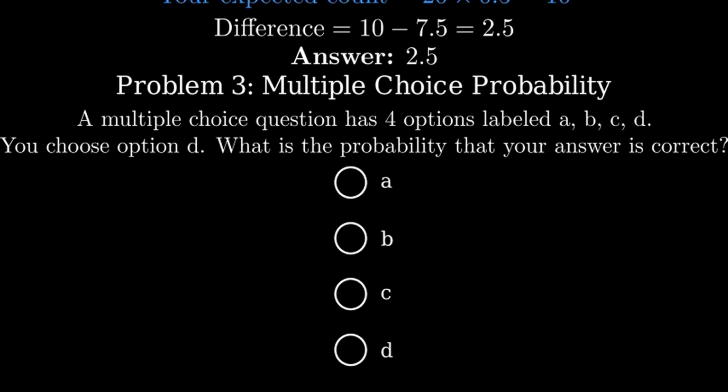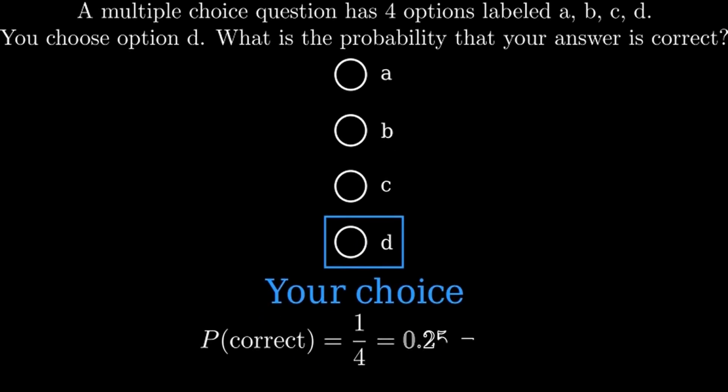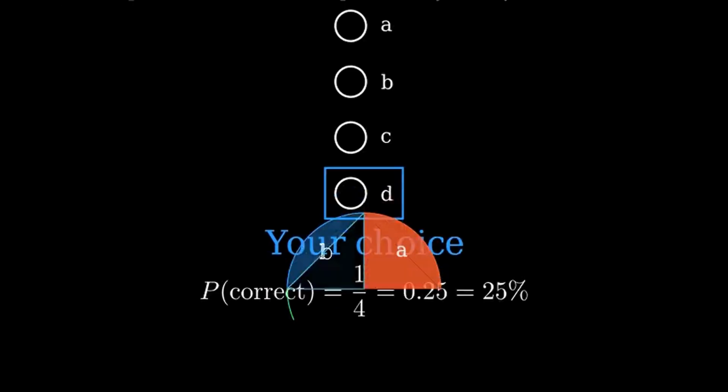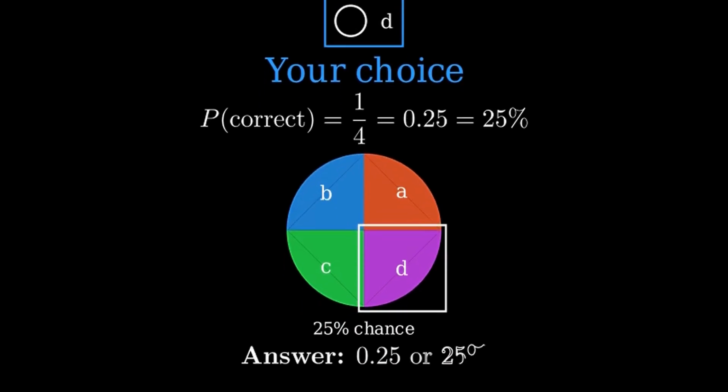We have 4 options, A, B, C, and D. Only one of these is the correct answer. You've chosen option D. Since there are 4 possible options and only one is correct, the probability of any option being correct is 1 out of 4, which equals 0.25 or 25%. We can visualize this as a pie chart where each option represents 25% of the total probability. Your choice of option D has a 25% chance of being correct.